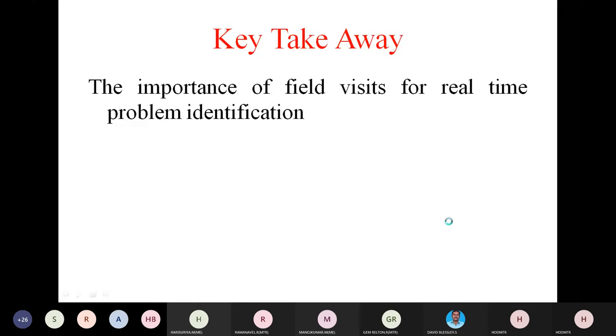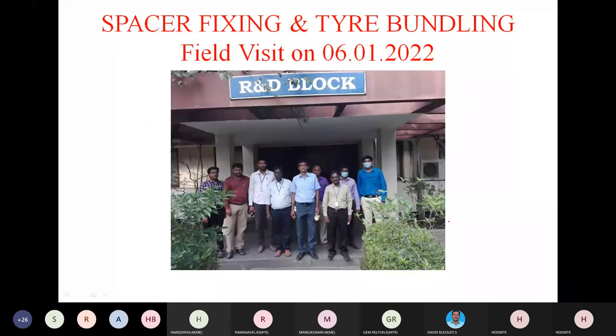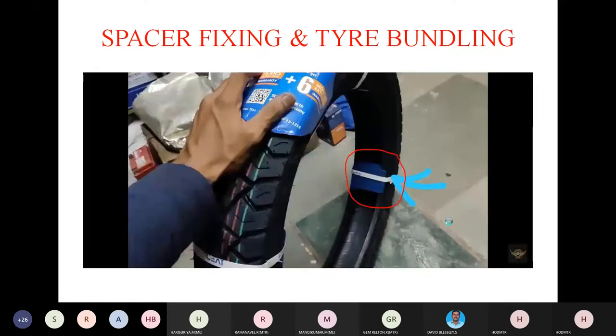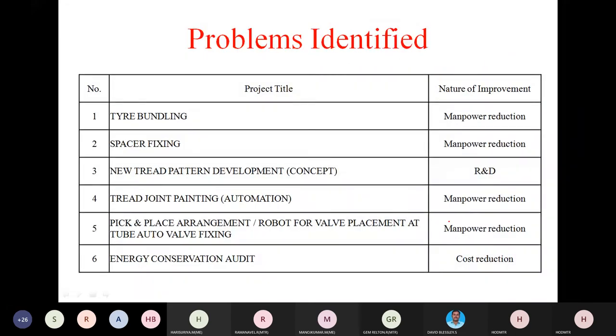So if you have any doubt, please ask me now. And also, I request the students to share ideas related to the problems we have identified during our field visit to the TVS industry. You can send a mail to me also. Your ideas are most welcome. So students, if you have any doubt, please ask me now. Otherwise, we will wind up the session.